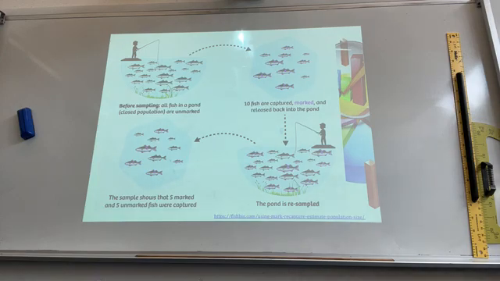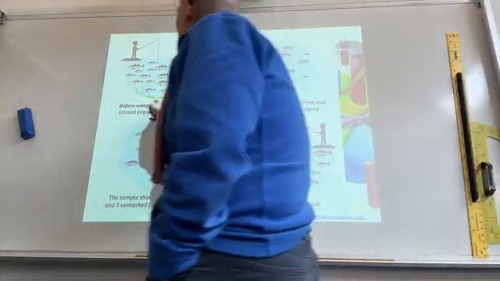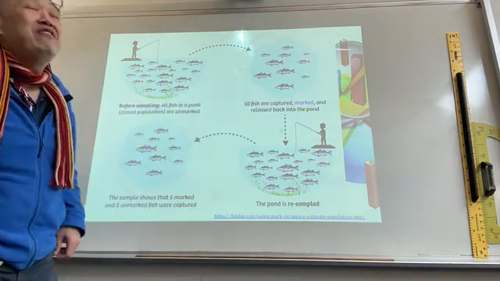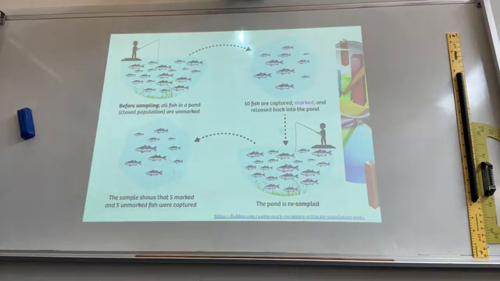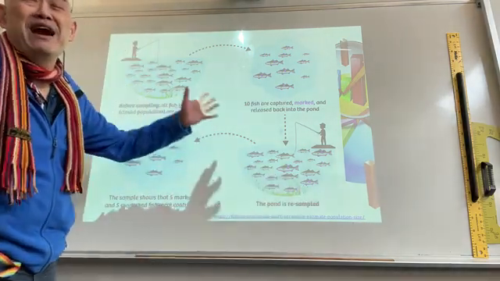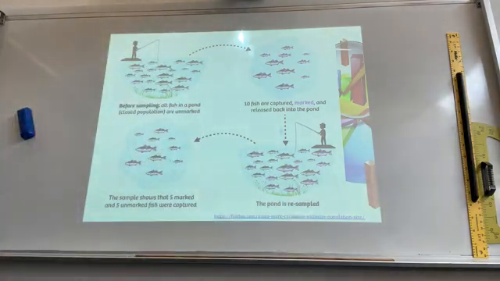Now, for the example, here you can see that before sampling, all the fish in the pond, or closed population, are unmarked. So what you do is you pick up 10 fish, or maybe 20, depending on how big the pond is. Here the sample is 10 fish. Mark them and release them back into the pond. After a while, the pond is resampled, maybe after 2 or 3 weeks.